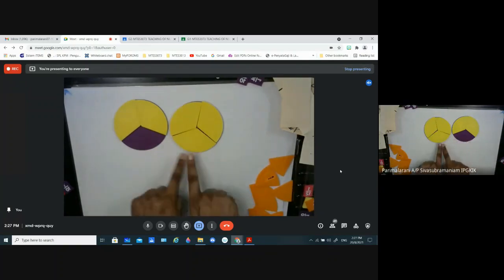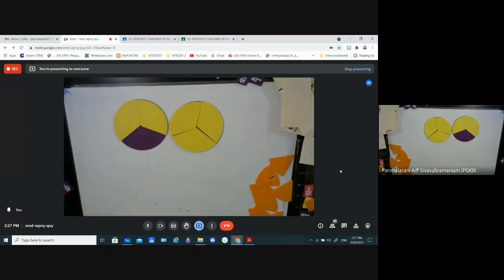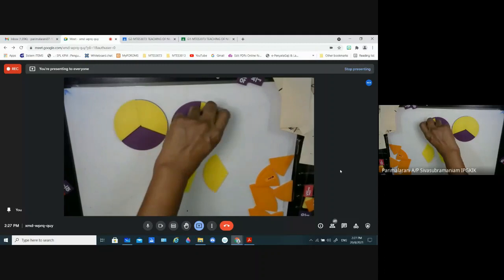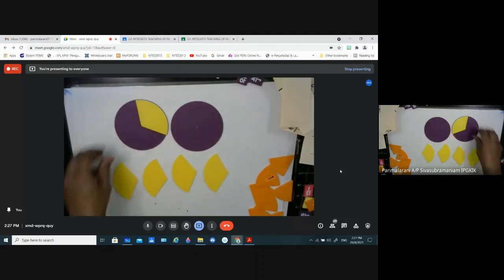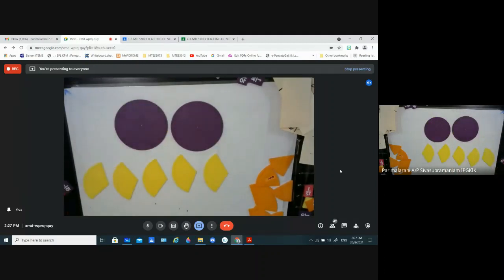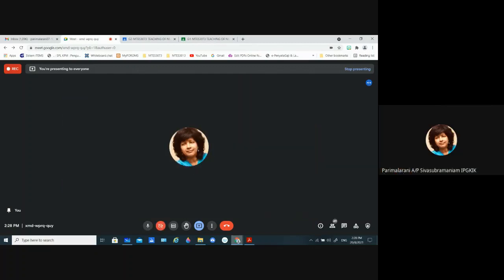Because we want the fractions to be the same, now we have all in thirds. So now we count 1/3, 2/3, 3/3, 4/3, 5/3. So 1 and 2/3 is 5 over 3. 1 and 2 over 3 is equivalent to 5 over 3. So we have changed from a mixed number to an improper fraction. Okay, class? So this is using manipulatives.